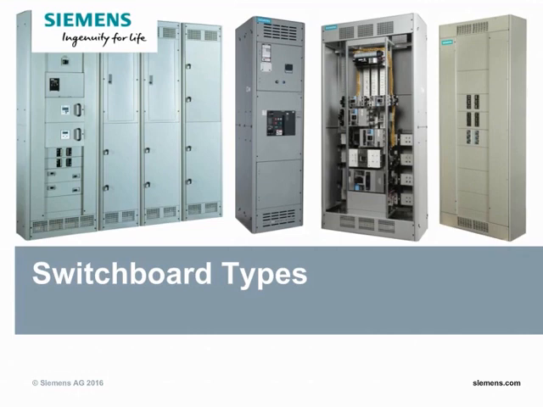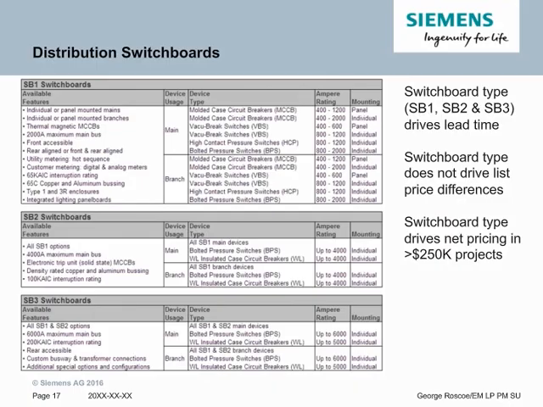Now we're going to get into the different types of distribution switchboards, which are broken into 3 specific categories. There are 3 types of switchboards available in the SB class. SB1 is our most basic switchboard, typically at about a 5-week lead time.